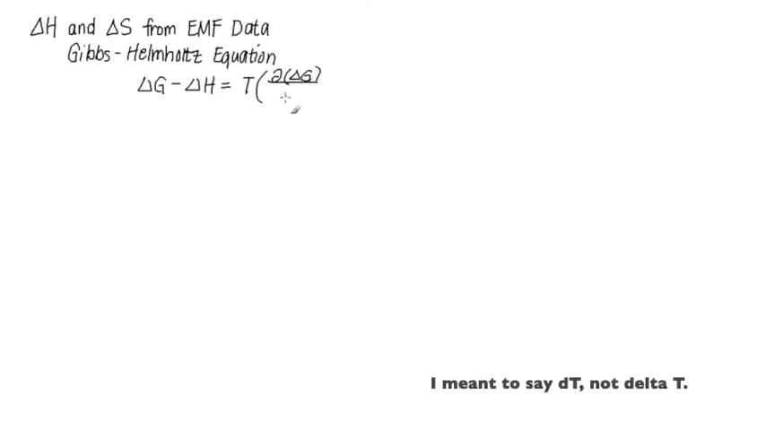In addition to what we discussed about the thermodynamics of electrochemical cells, we can also evaluate delta H and delta S from EMF data. So recall your Gibbs-Helmholtz equation, which is delta G minus delta H equals temperature times the differential of delta G with respect to temperature at constant pressure.